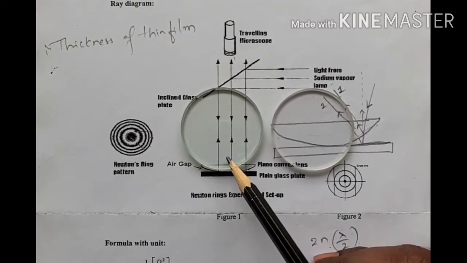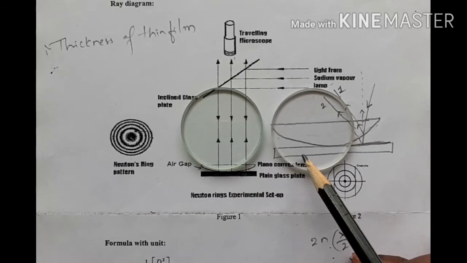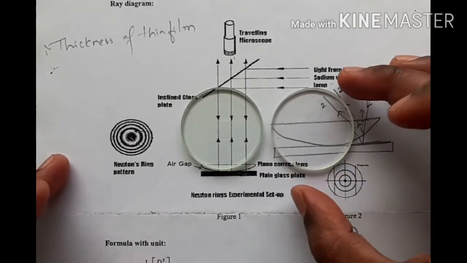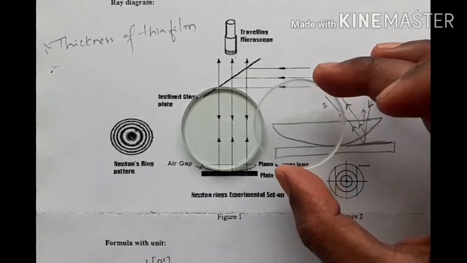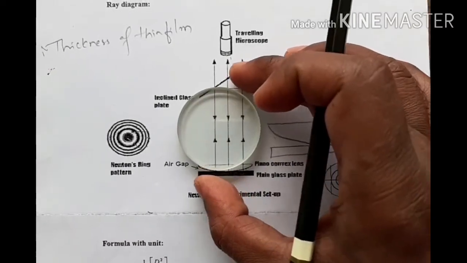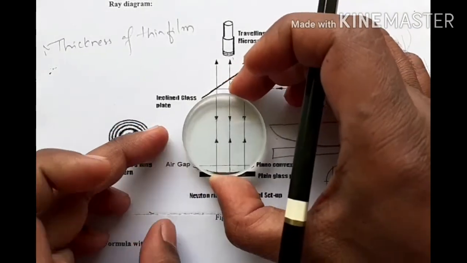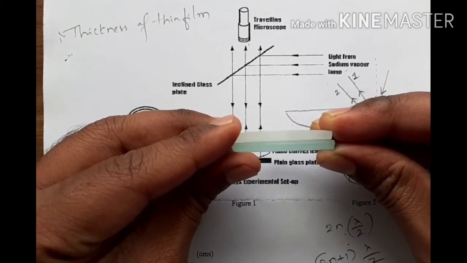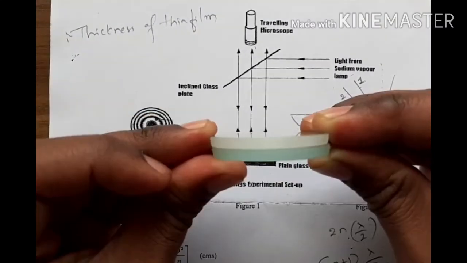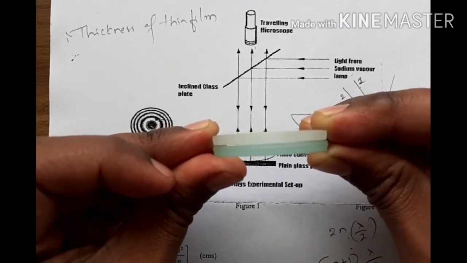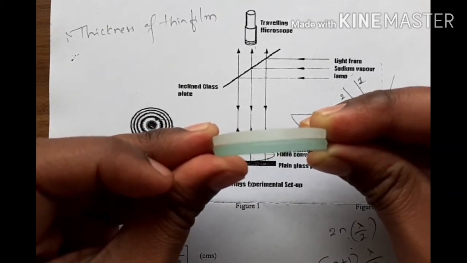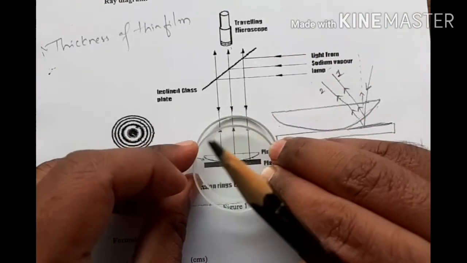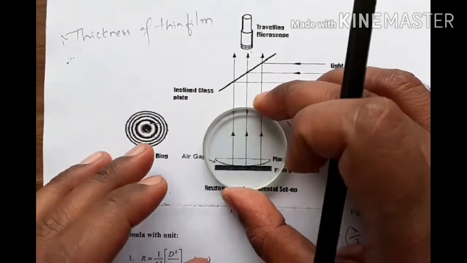This is the plane glass plate, and this is the plano-convex lens. Both look very similar, and we have to keep this plano-convex lens on this plane glass plate. Here a wedge-shaped, small narrow air gap is produced. This is almost less than 1 mm. We cannot identify that there is an air gap between them, but there is a very narrow air gap, and this is the arrangement from which we get the Newton's rings.